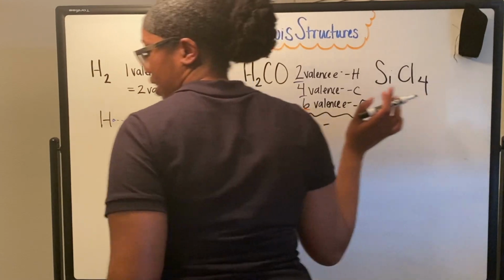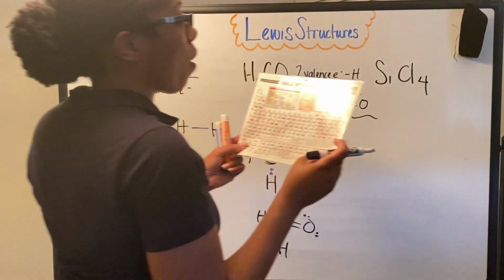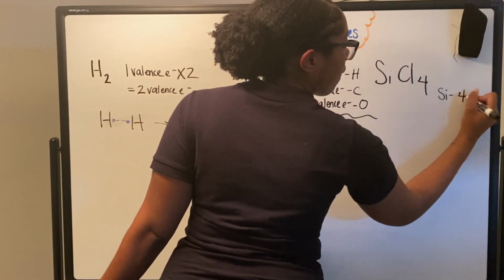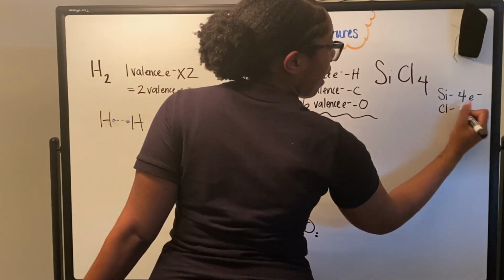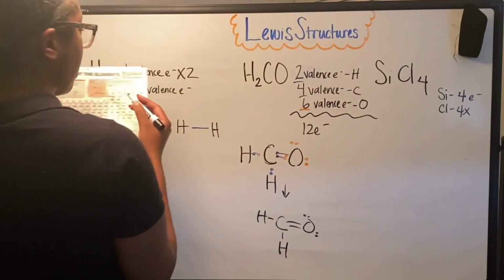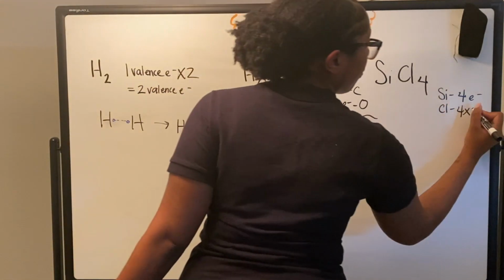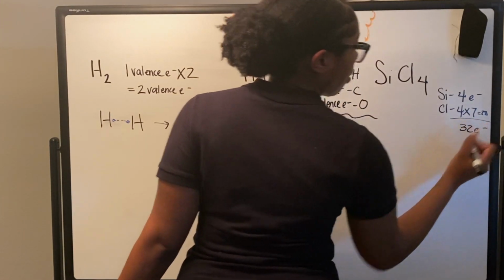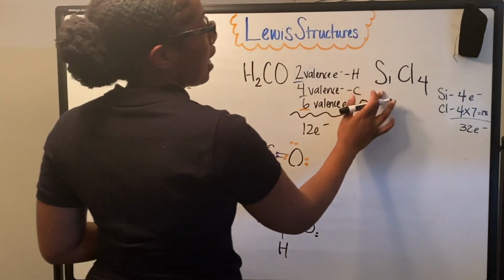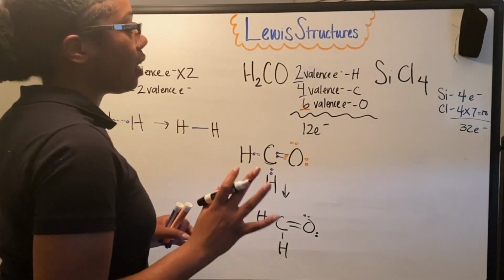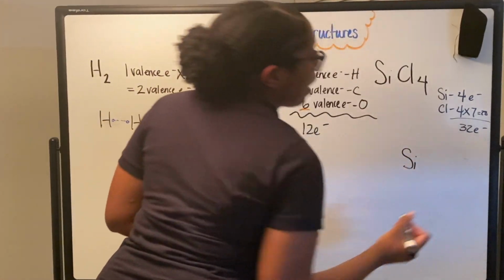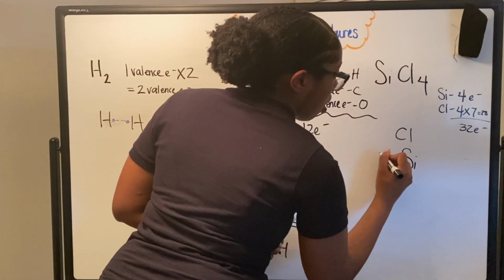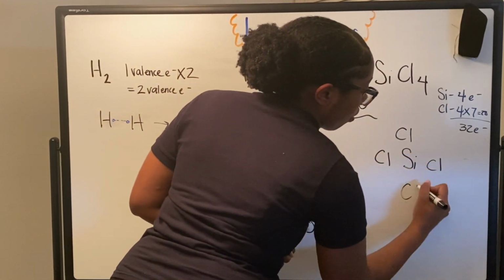Now when we look here at SiCl4, so Si is a part of group 4. So Si has 4 valence electrons, and then chlorine has 4 times, chlorine is in group 7. So 7. So that's going to be 28. So altogether we have 32 electrons. So we know that Si is going to be the least electronegative element, so that's going to be in the middle. And then we position the other 4 chlorines around it. So there should be a chlorine here, a chlorine here, a chlorine here, and a chlorine here.